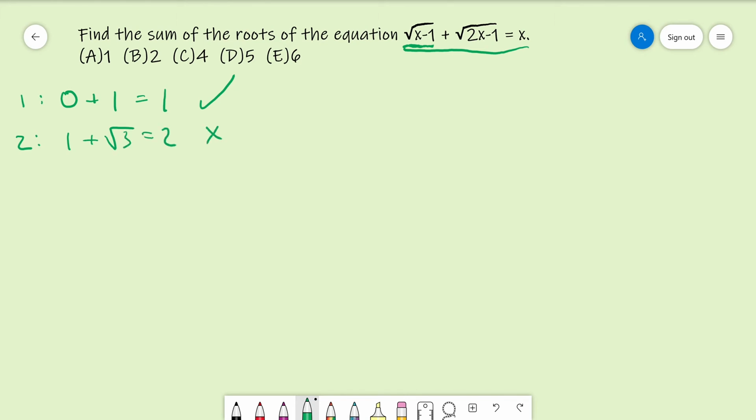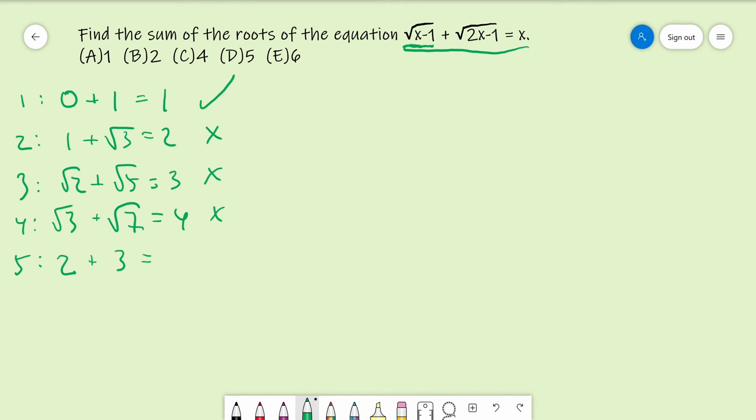That's no good. 3 gives us root 2 plus root 5 equals 3. That's also no good. 4 gives us root 3 plus root 7 equals 4. No good. And 5 gives us 2 plus 3 equals 5, which also works. So the two roots are 1 and 5, whose sum is 6. So we know that the answer is E, 6.